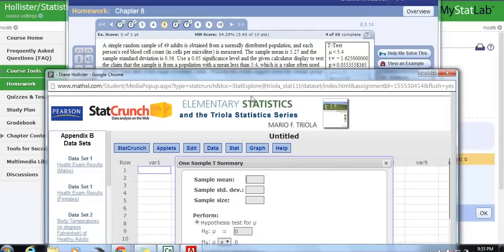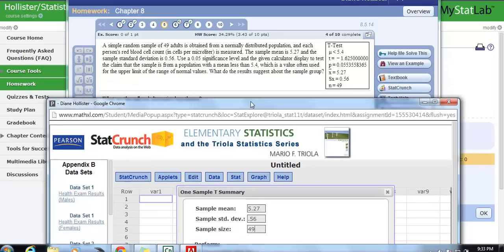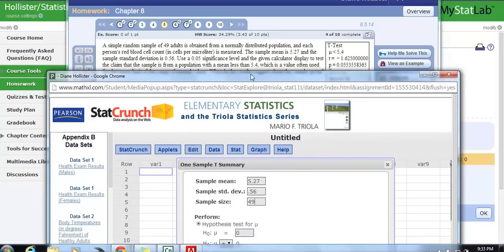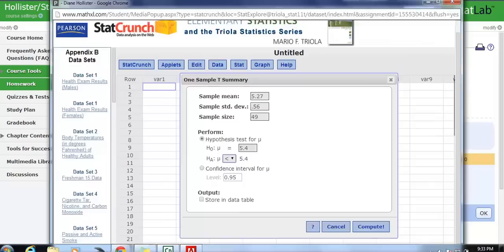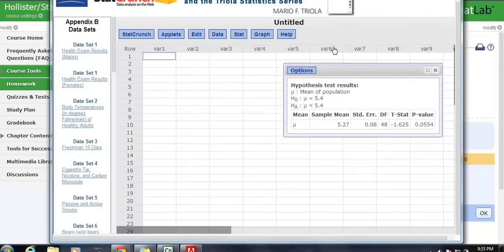We're going to enter the sample mean, the sample standard deviation, and the sample size. The sample mean was 5.27. The standard deviation, 0.56. The sample size, 49 adults. And the claim is that the average is less than 5.4. So here we have a claim that the standard is that it is equal to 5.4 and the alternative is that it's less than 5.4. So we're going to go ahead and click compute.